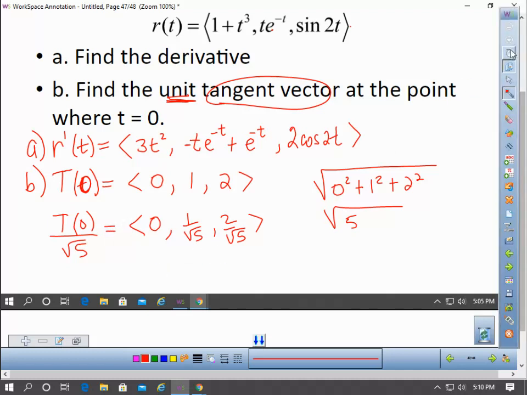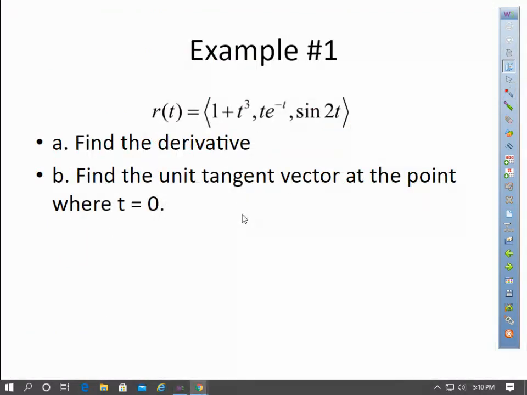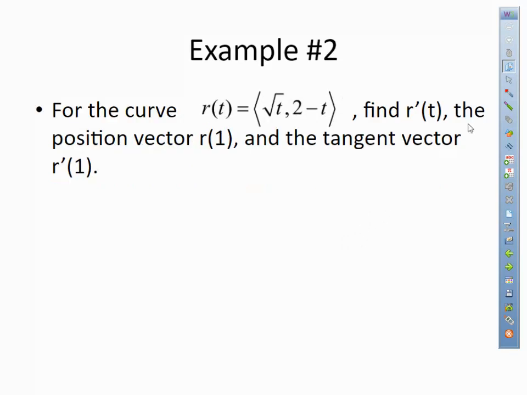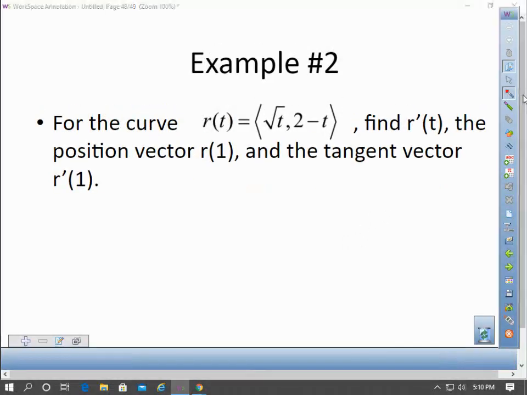Nothing big there. Okay. That's probably the only new thing we're going to talk about, is doing a unit tangent vector. Everything else is pretty much the same old hat that we've been doing with parametric equations.